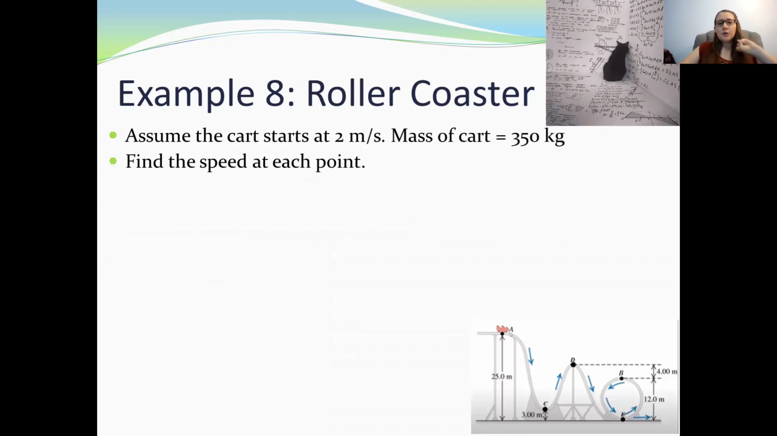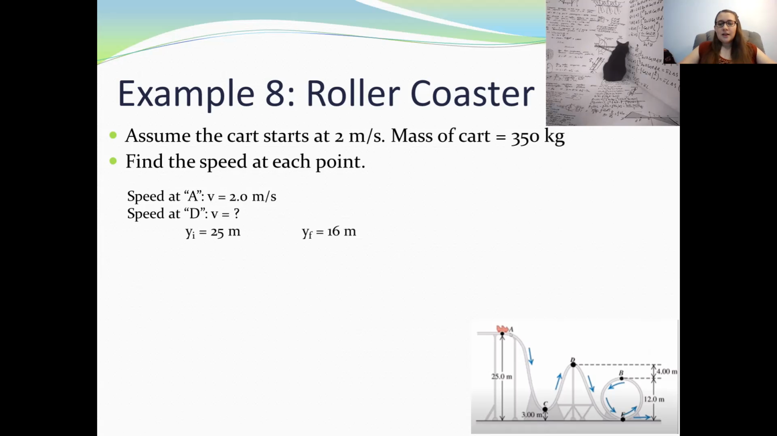Okay, so finding the speed at each point. Well, we're given the speed at A, it's 2 meters per second. Woo, got one done. We know it's going to be moving the next fastest at D. So let's take a look at point D then.